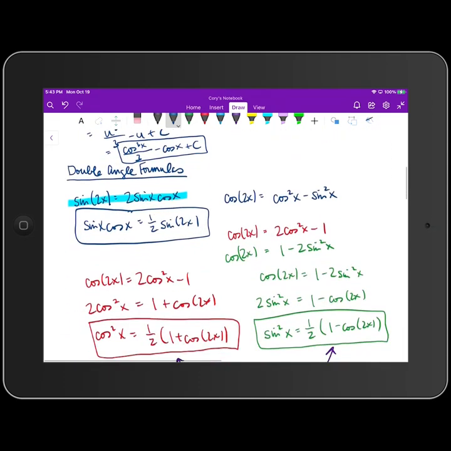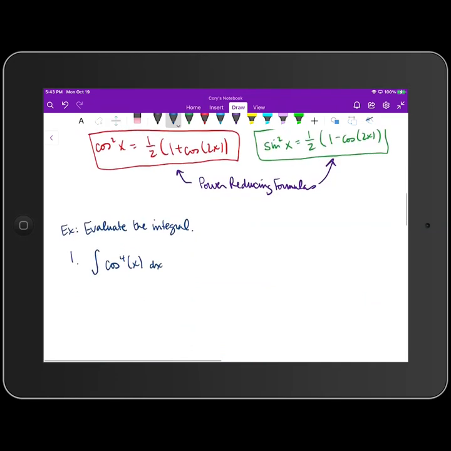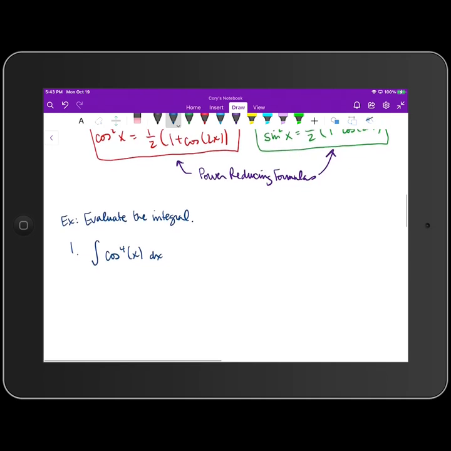Okay, so we're going to do some more examples evaluating trigonometric integrals. The directions ask us to evaluate the integral, and for number 1, we are given the cosine of x raised to the 4th power, which we are integrating with respect to x.